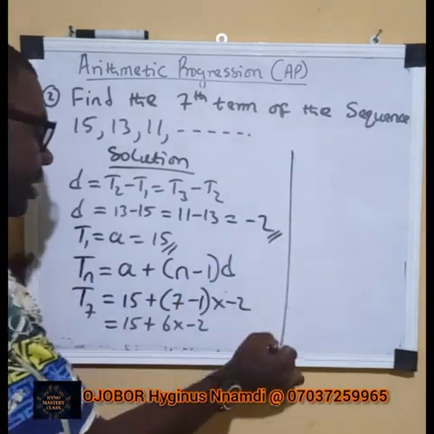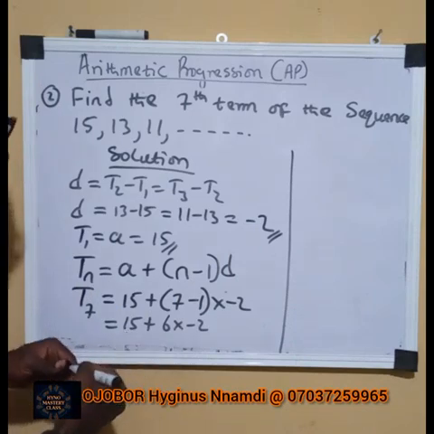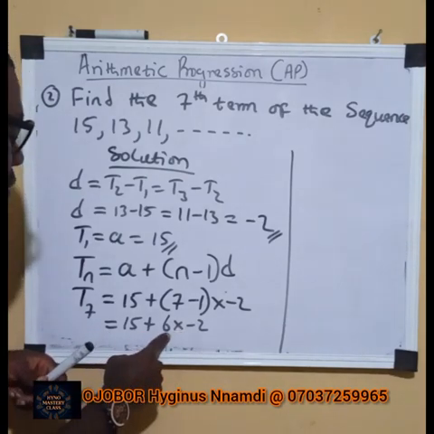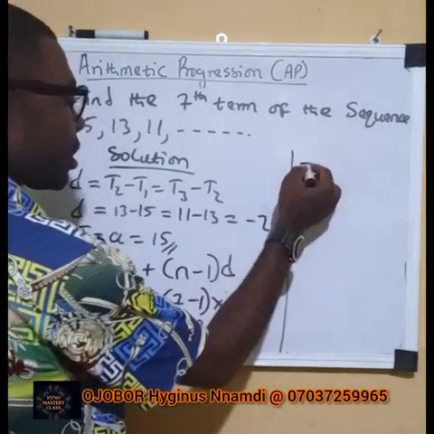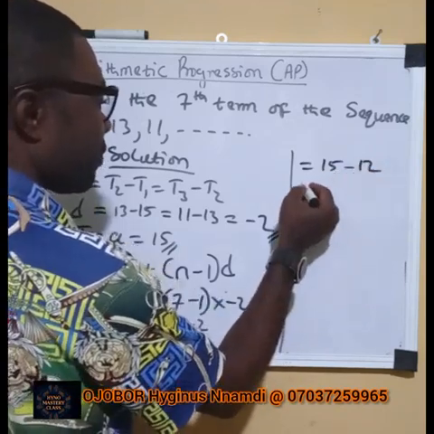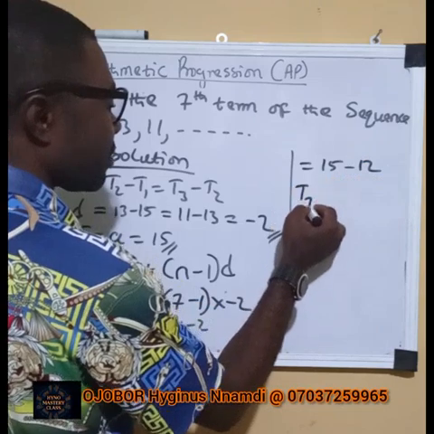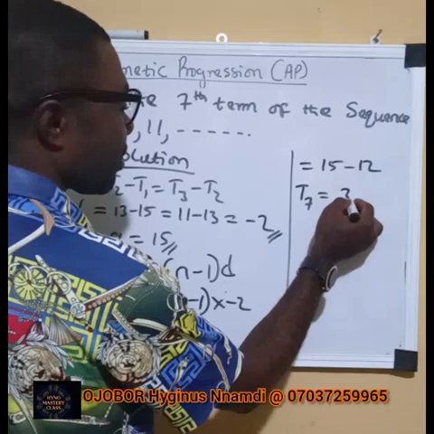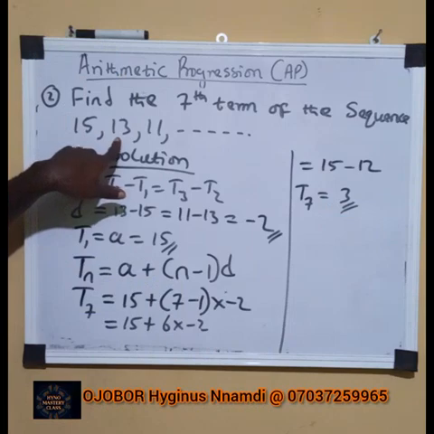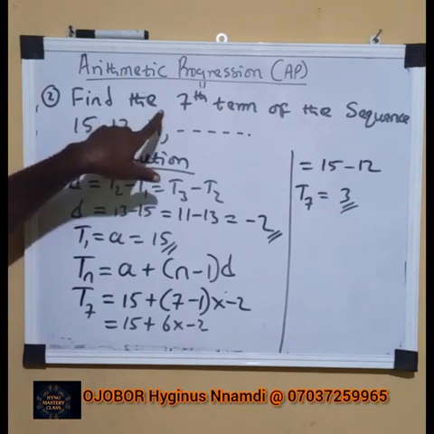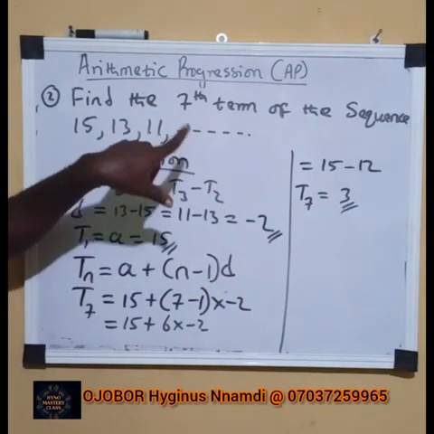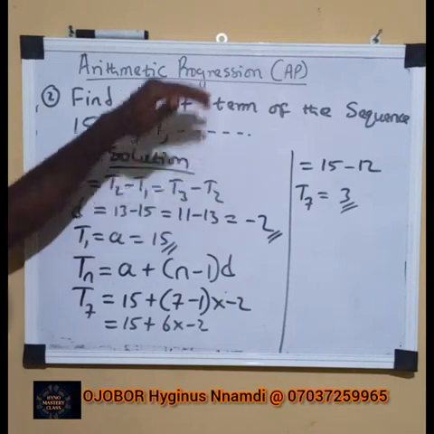And remember, I always tell you that you use BODMAS when you are simplifying expressions in mathematics. Multiplication comes before addition. So 6 times minus 2 is minus 12. Therefore, T7, which is the 7th term, is 15 minus 12, and that will give you 3. So you see, the first term is 15, the second term is 13, the third term is 11. If you continue to add this common difference, minus 2, to 11 and the numbers that come after it, you realize that the seventh one will be 3.